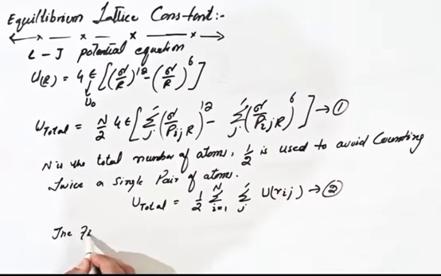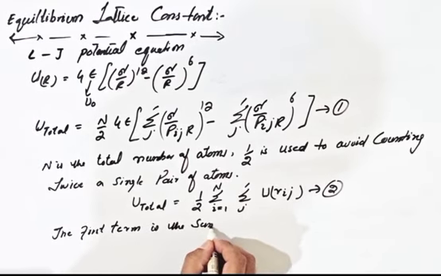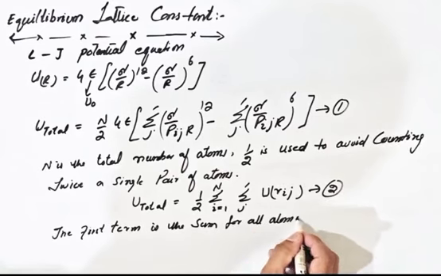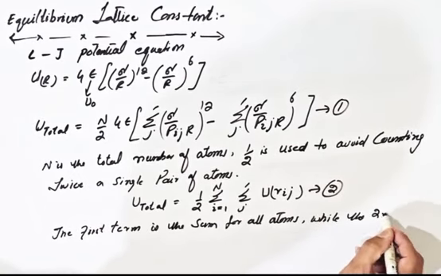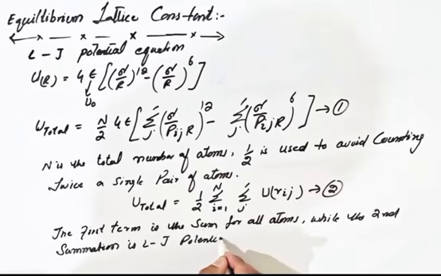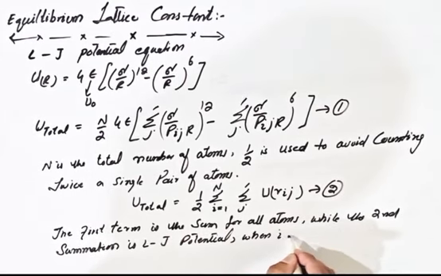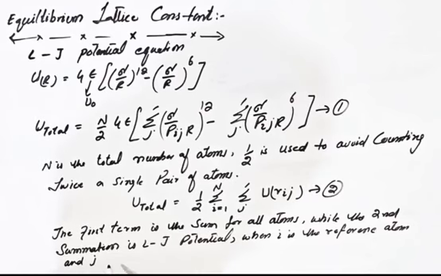The first term is the sum for all atoms in the crystal, while the second summation is the LJ potential term, where i is the reference atom and j are all nearest neighbors.